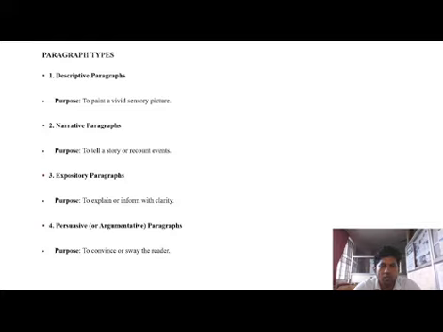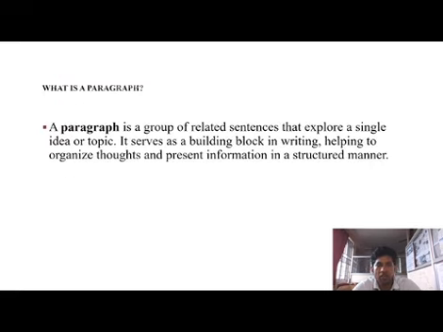So the third one is expository paragraphs. The purpose of expository paragraph is to explain or inform with clarity, whatever events happen in a life or events happen in the past. So it explains or informs, it gives you information about whatever happened. So the fourth one is persuasive, or we may call it as argumentative paragraphs. So the purpose of a persuasive paragraph is to convince or sway the reader. So these are all paragraph types.